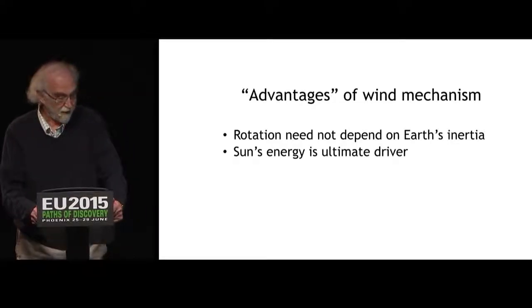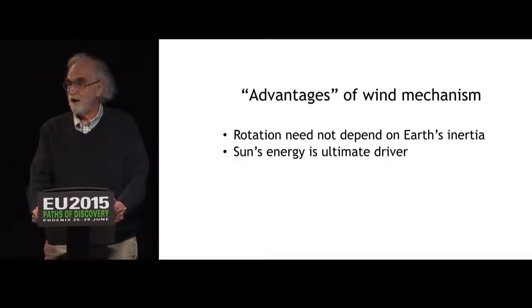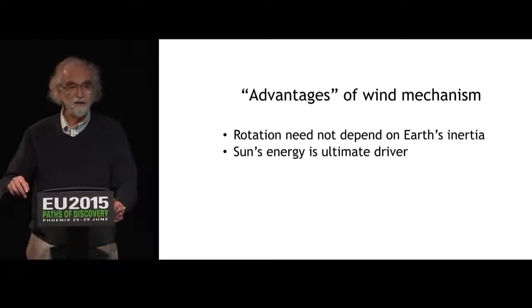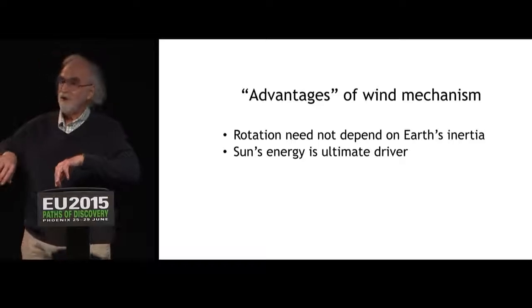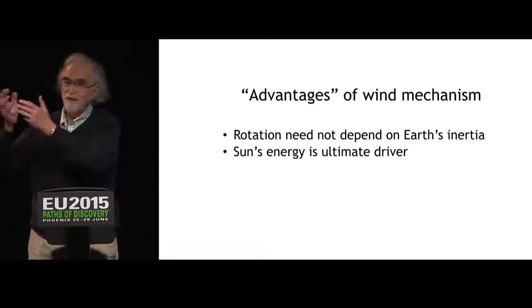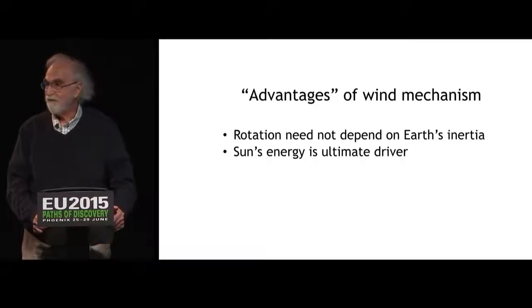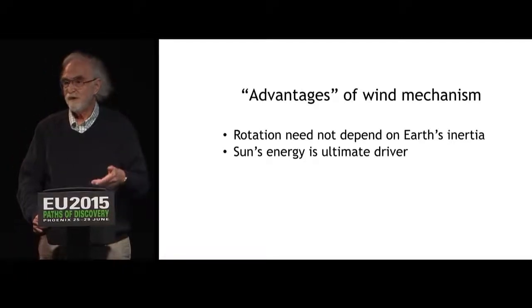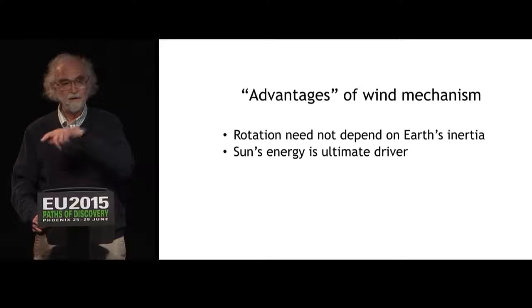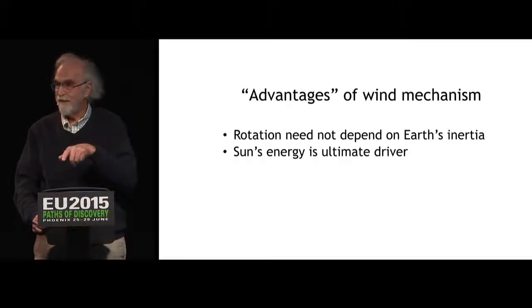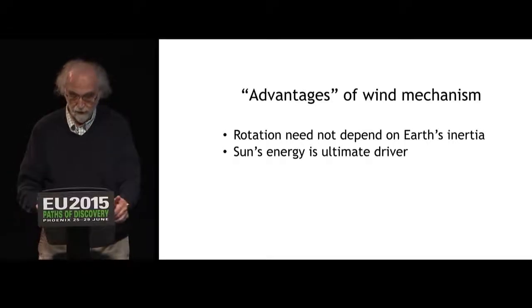And also, the sun's energy is the ultimate driver, because remember, the sun's energy is what splits the charge in the water, which gives rise to the positive charge. And so it all comes back to the energy from the sun. And so the conclusion from this is that the reason the Earth keeps spinning is it gets energy from the sun to make it spin.